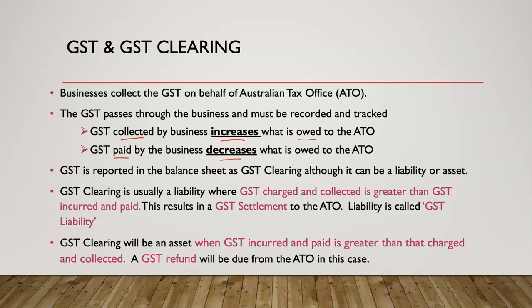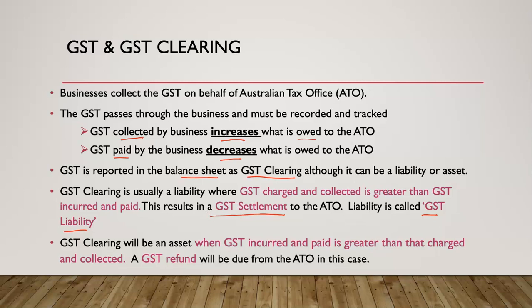So as we go through this year, we're going to start becoming confident with this account called GST clearing, which is reported in our balance sheet, and it will either be an asset or a liability depending on whether we owe money to the government or whether the government owes us money. If we owe money, it is a liability, and that's what it normally is. And we are going to call it a GST liability in our balance sheet. This means that it will be a current liability, and at some stage we will do a GST settlement where we pay that liability off to the government.